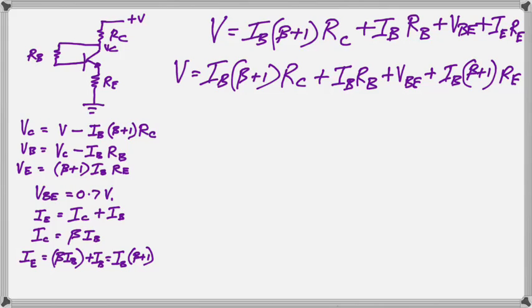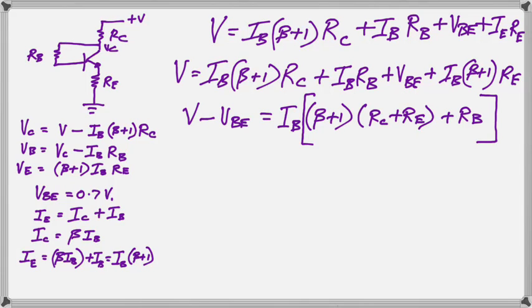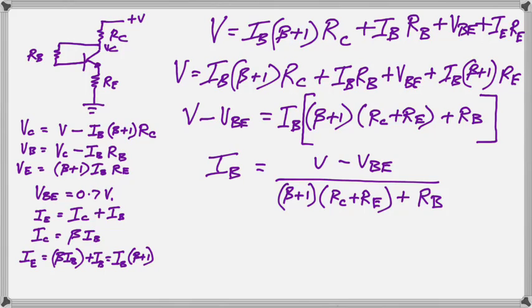So all we need to do now is simplify by gathering together like terms. We bring the VBE over to the other side. We extract the IB from the others. We simplify there. We have that. So we use brackets to our advantage to make the equation simpler, collect up the terms, and therefore now when we divide by that, we end up with IB. So that becomes our IB equation for this part of it.